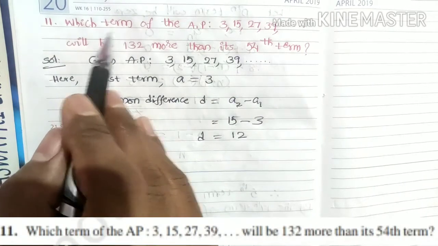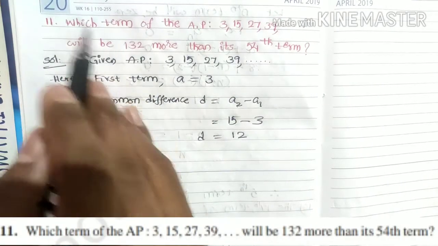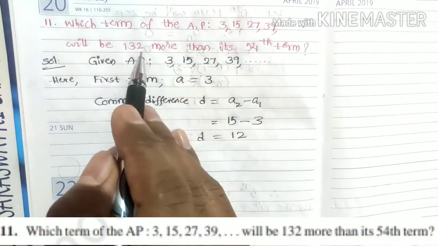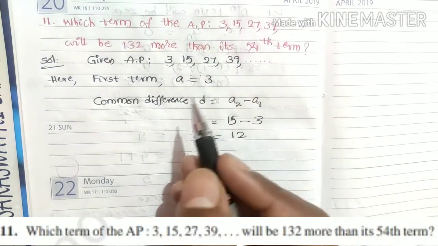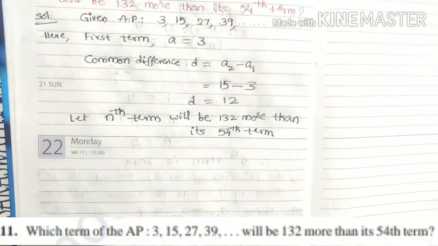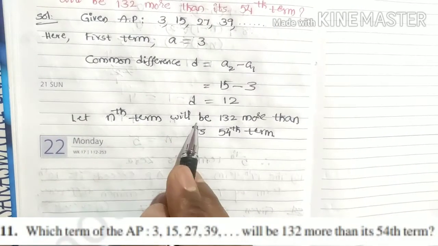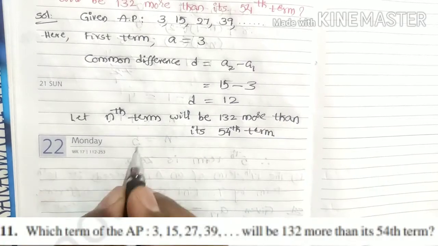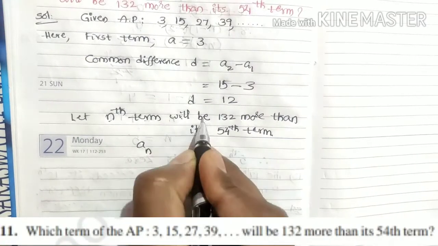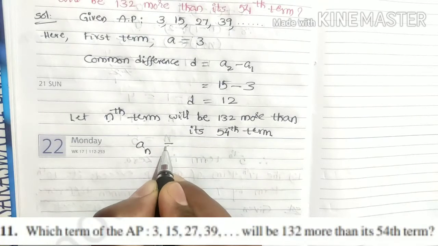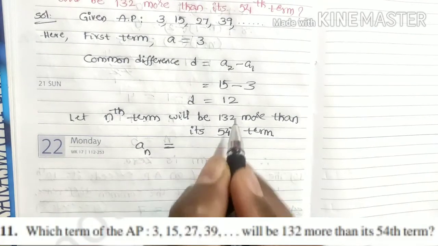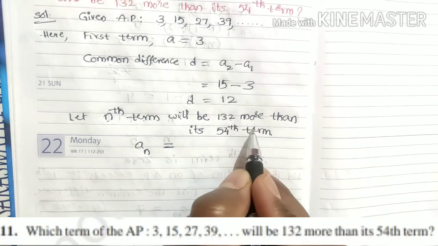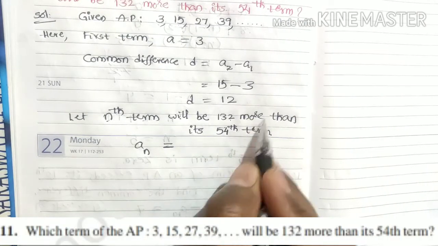Which term? We don't know the term number, so let it be the nth term. So in this AP, the nth term will be 132 more than its 54th term. That only we will write now. Let the nth term be 132 more than its 54th term. The nth term is represented by an. Instead of will be, in mathematical notation you can write the equality sign. 132 more than its 54th term, comparing to the 54th term, 132 more means extra.